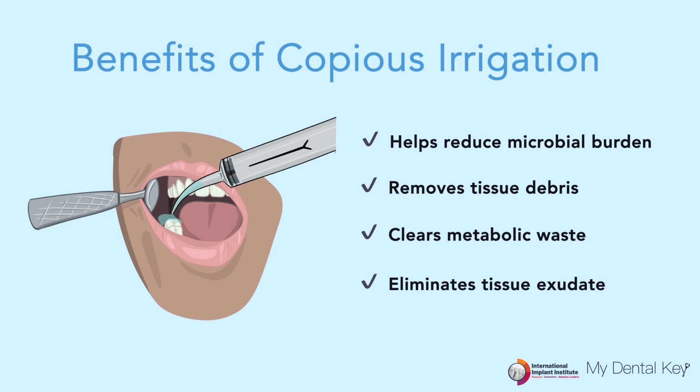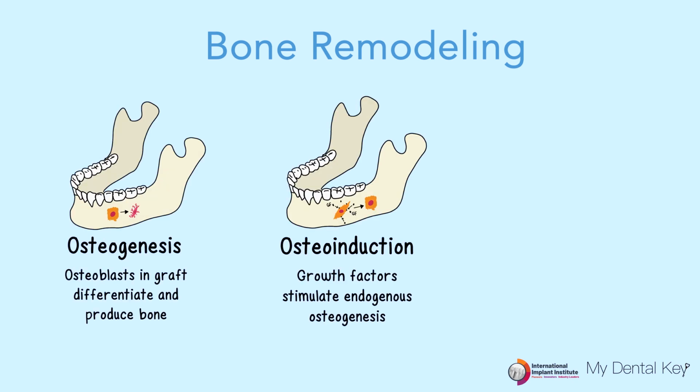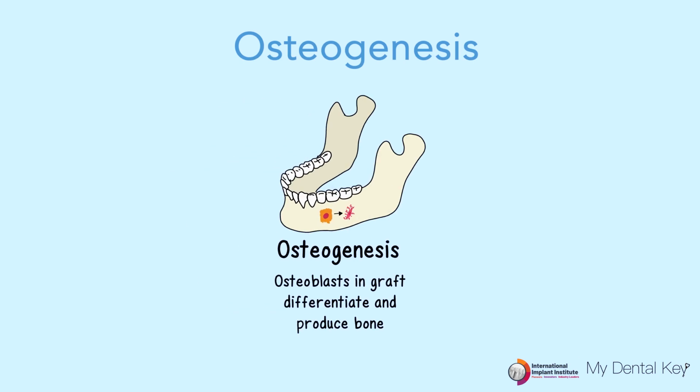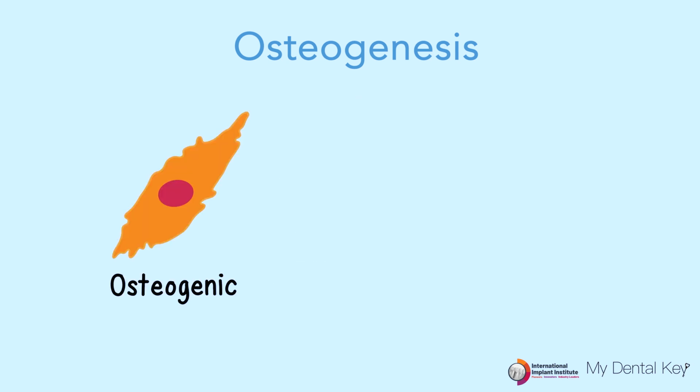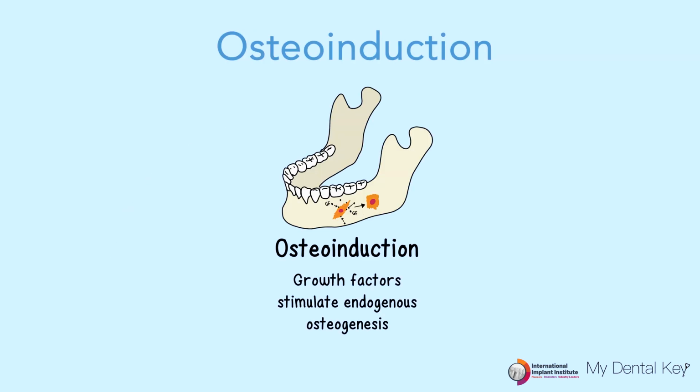Before we explore the materials used in socket grafting, we'll first review key bone remodeling terms. These key terms are osteogenesis, osteoinduction, and osteoconduction. Osteogenesis refers to the ability of a material to directly form bone tissue. Materials that are osteogenic contain viable bone stem cells, also known as osteoprogenitor cells, or differentiated and matured bone-forming cells called osteoblasts.